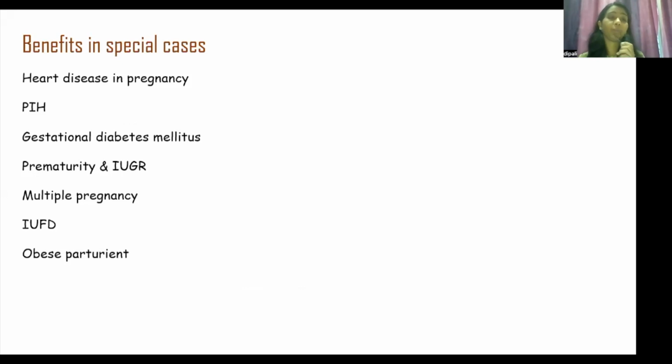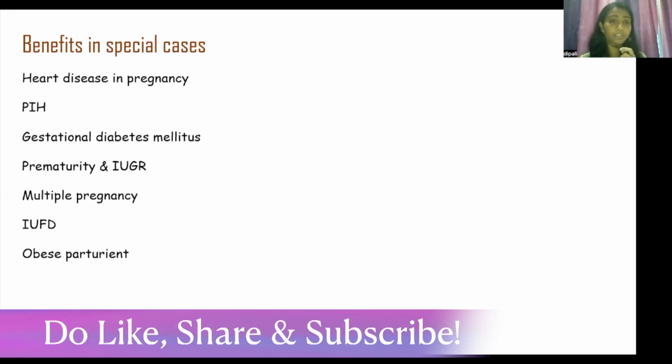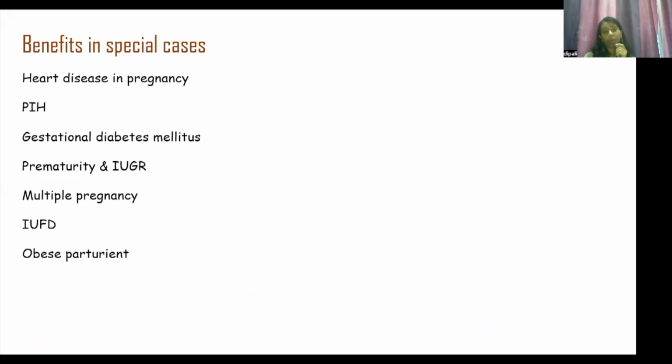In special cases, epidural is very useful. In heart disease patients, epidural is going to help by reducing the sympathetic stimulation. In PIH patients also, it is going to help control the blood pressure. In diabetic patients, the babies are big, so forceps or vent use is going to be easy. In premature and IUGR babies, again the uterine contractions are going to get regularized and hypoxia prevented. It is going to be helpful for the baby in premature and IUGR cases. In multiple pregnancies, again application of forceps and vent use becomes easy. In IUFD, the process becomes painless for the mother who is already in distress. In obese parturient, again application of forceps becomes easy.